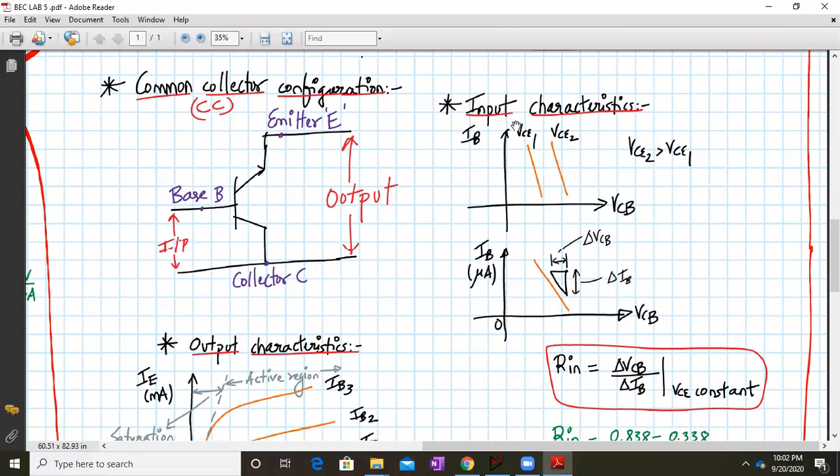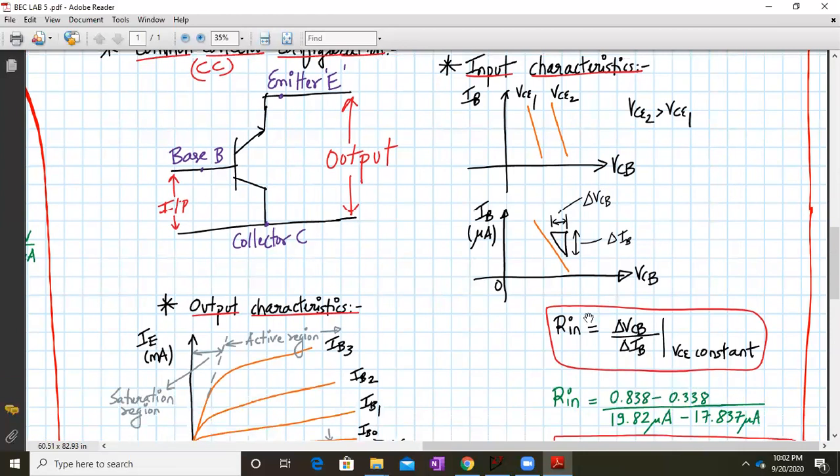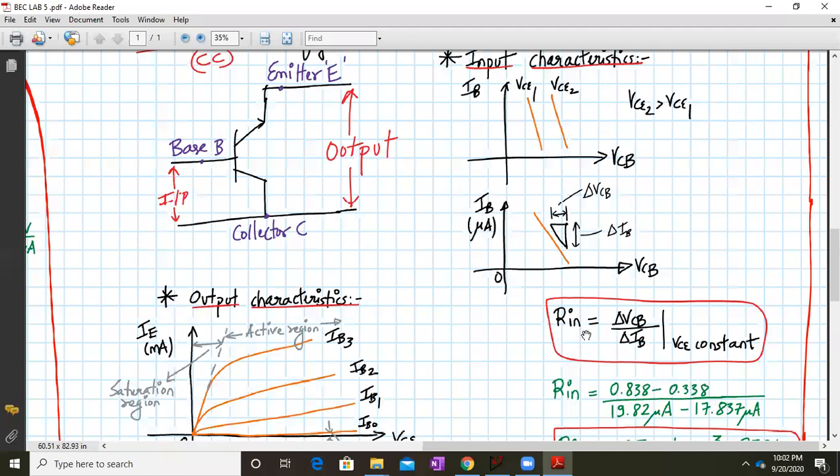So here you can see the 2 distinct curves for VC1 and VC2, and here VC2 is greater than VC1. And if you want to determine the value of Rin, it can be determined like this. You can see the line has a negative slope, so we only have to consider the magnitude. Even if we are getting a negative slope, we'll consider only the magnitude, not the sign. Okay, so Rin will be delta VCB upon delta IB at a constant value of VC. So you can determine the input impedance from the input characteristics.